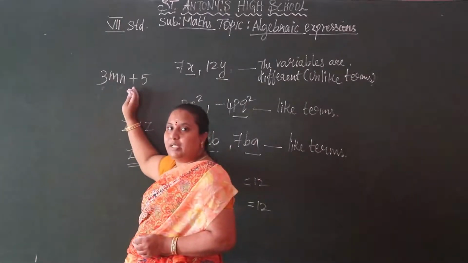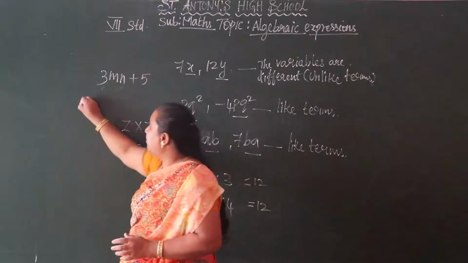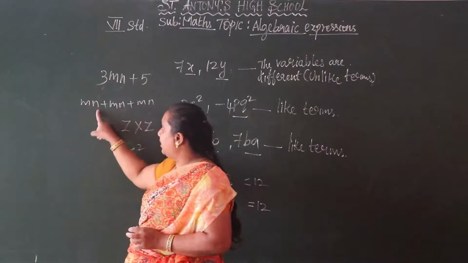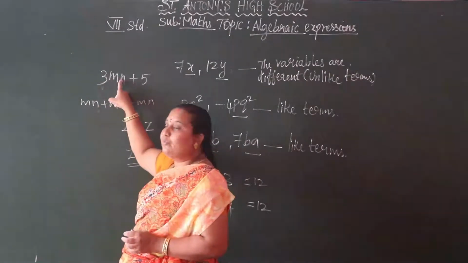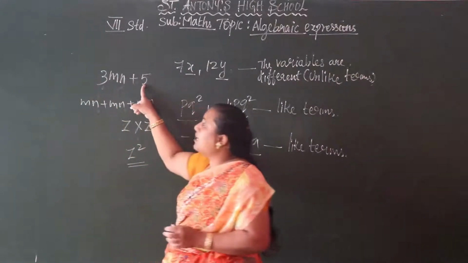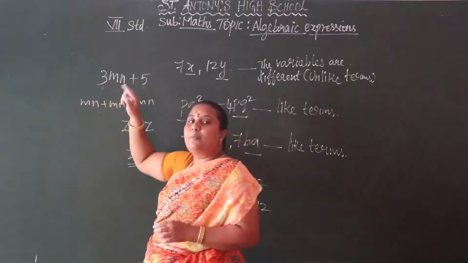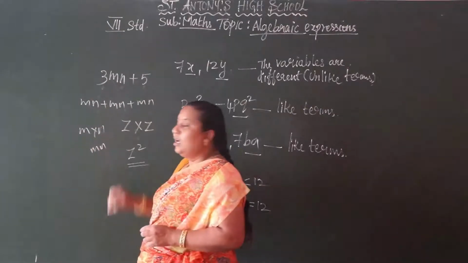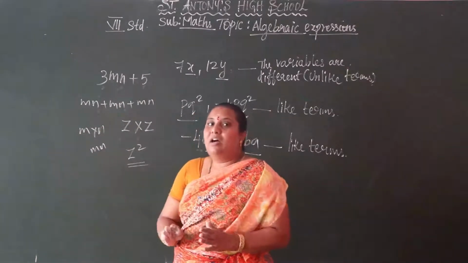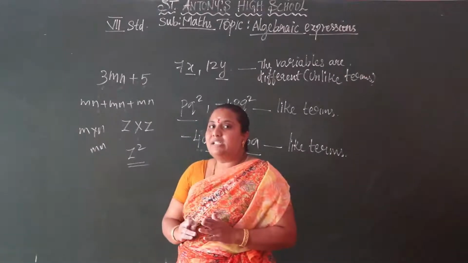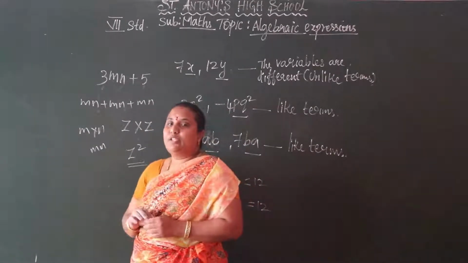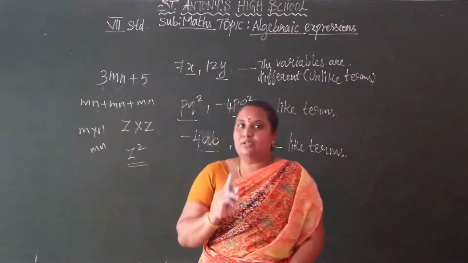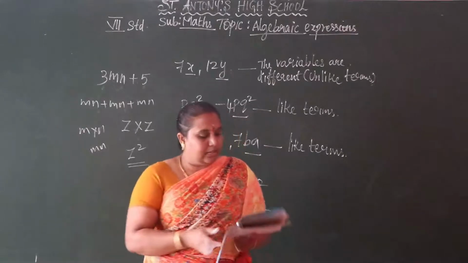So 3mn. 3 times mn means mn plus mn plus mn. 3 times mn we can write as 3mn, plus 5. The number 5 is added to 3 times the product mn. Product mn means m into n, we can write it as mn. So understand the statements and write the algebraic expression using variables, constants and operations. Okay, children, understood?